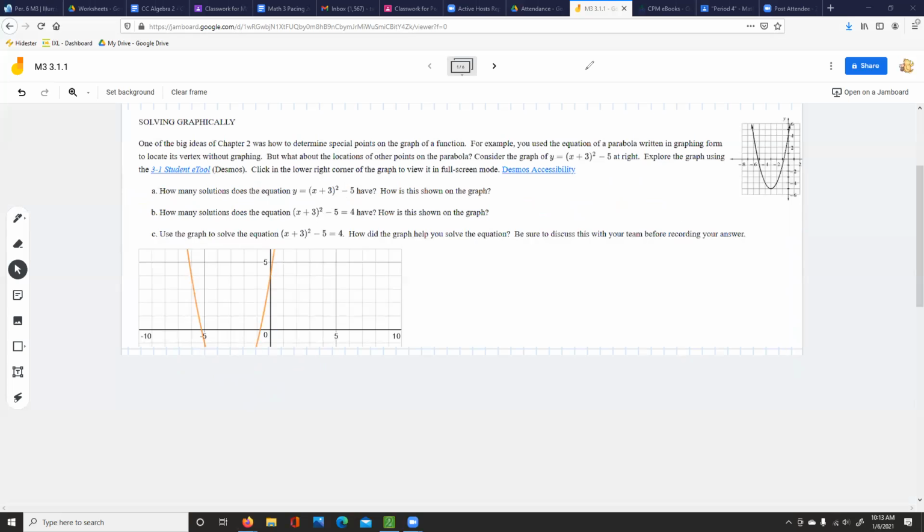All right, so for part B, how many solutions does the equation x plus 3 squared minus 5 equals 4 have? Okay, so we'll write that down. It's a little different than the last equation. What's the difference in this equation than the last equation?